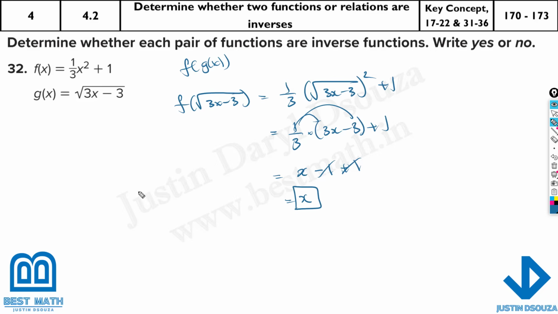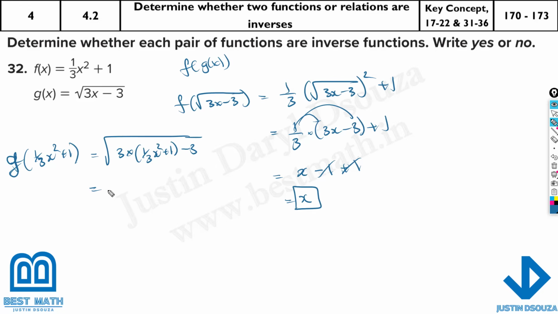You can stop it, but since the writing part, I'm just going to write it out over here. So it'll be g of 1/3 x squared plus 1. That's going to be square root of 3 times 1/3 x squared plus 1 minus 3. That's inside the square root.